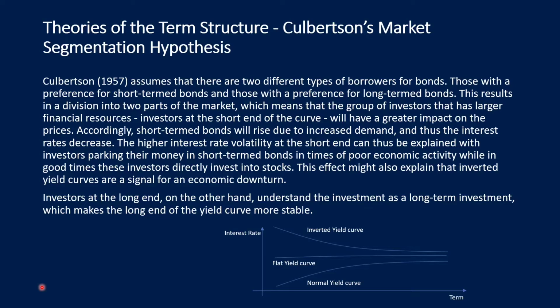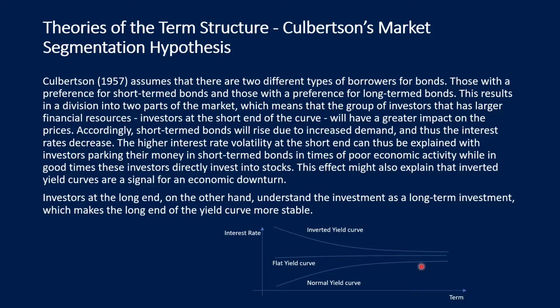Culbertson assumes that there is a differentiation, a segmentation of the market. From a model point of view, he differentiates between two different types of borrowers of bonds: those with a preference for the short-term bonds here, and those with a preference for the long-term bonds that are somewhere here. So this results in a segmentation, or a division of the market into two parts.